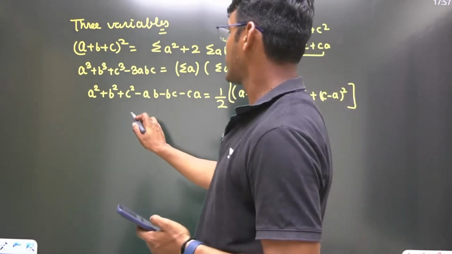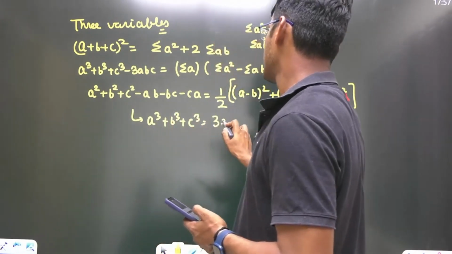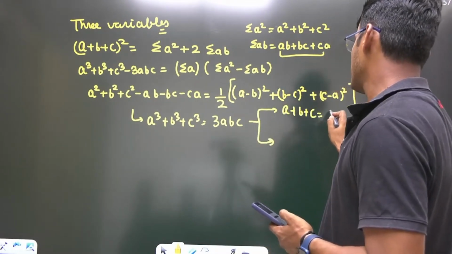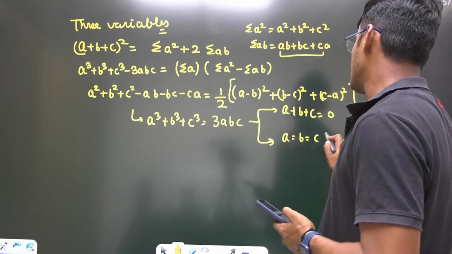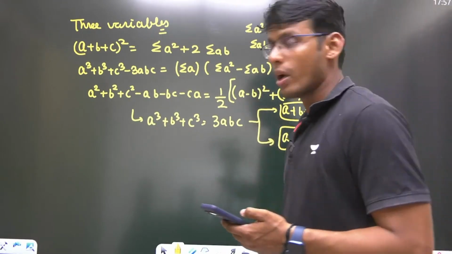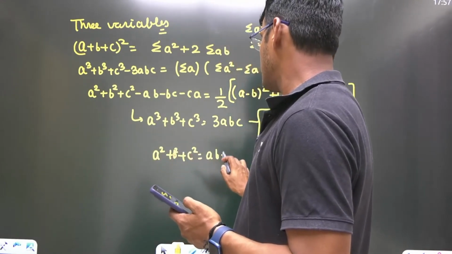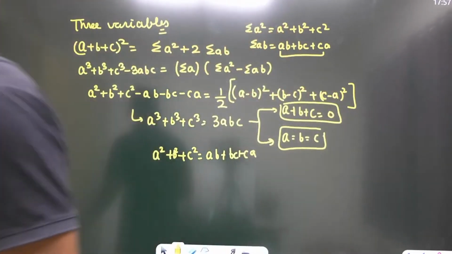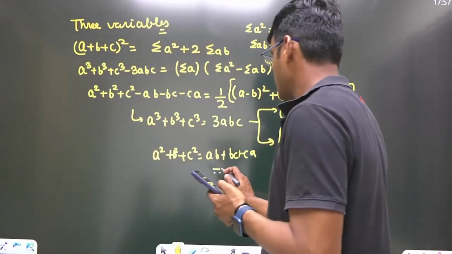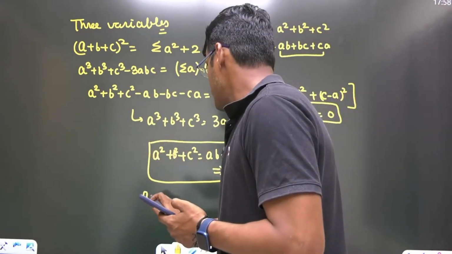So A cube plus B cube plus C cube equal to 3ABC. So we have two conclusions: either A plus B plus C is equal to 0 or A equal to B equal to C. Either this or this, right? We also have A square plus B square plus C square equal to AB plus BC plus CA, which implies A equal to B equal to C. Why this? Because this essentially gives this.